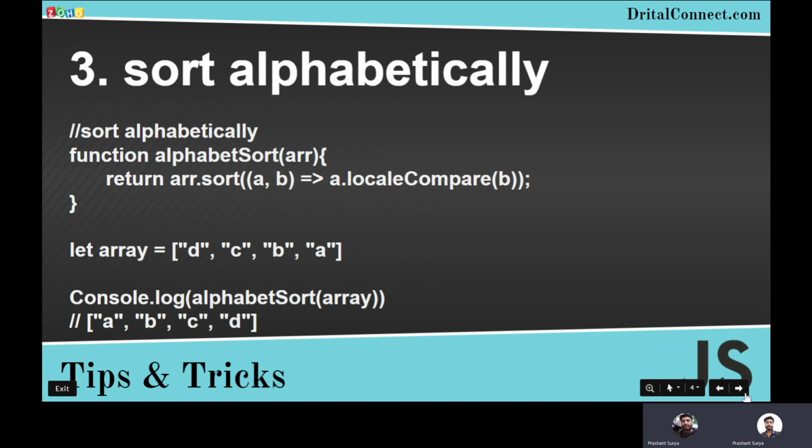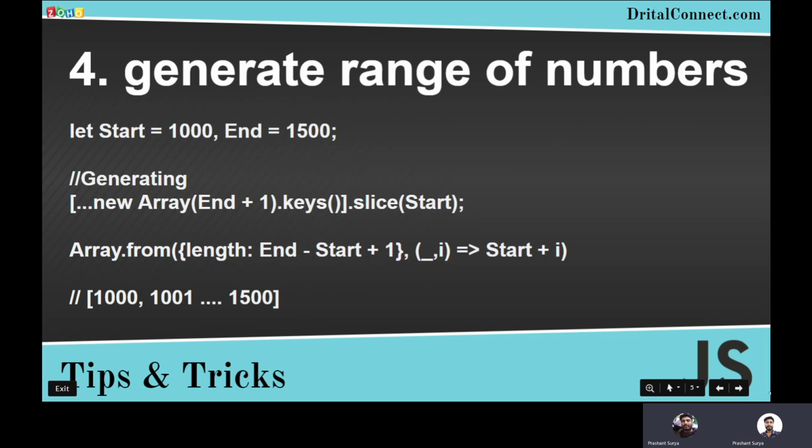Now come to the fourth one, generate a range of numbers. If you want to generate an array of numbers between any range, like here you can see an example, we have a start from 1000 and an end of 1500. You want to generate an array between these numbers. So you can use new Array(end + 1).keys(), and then slice(start), or Array.from with length end - start + 1. Then you will get it like this.